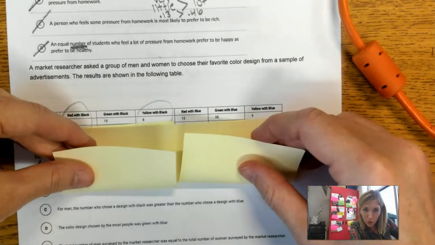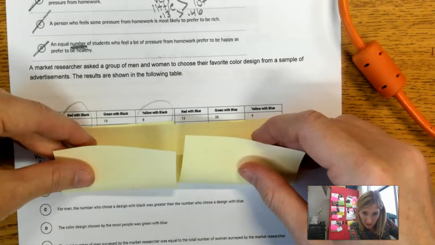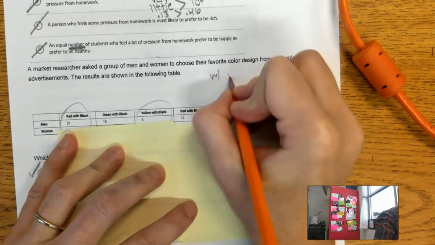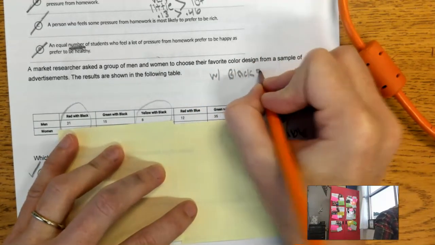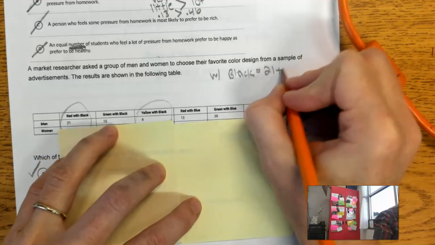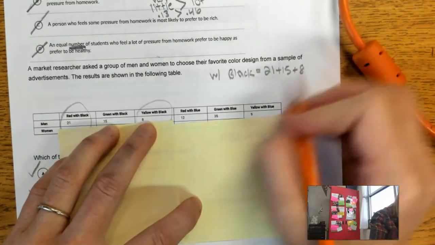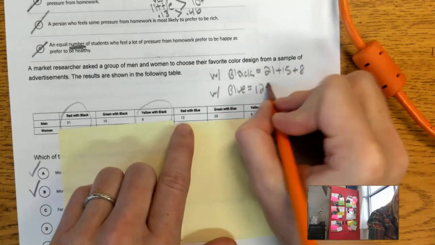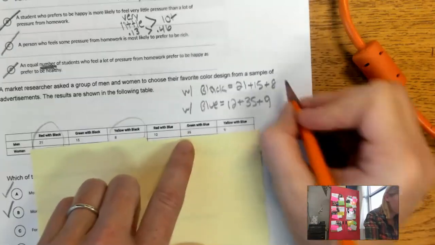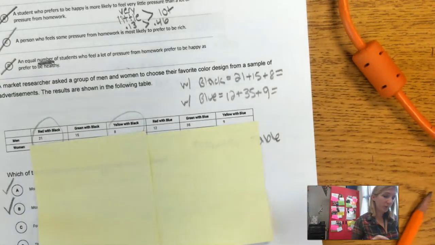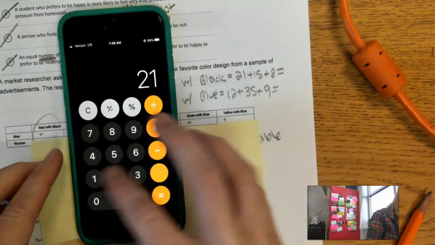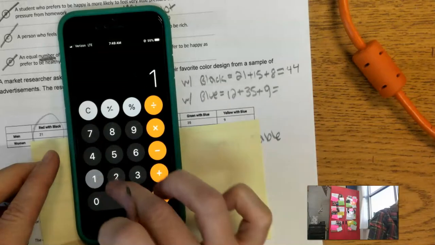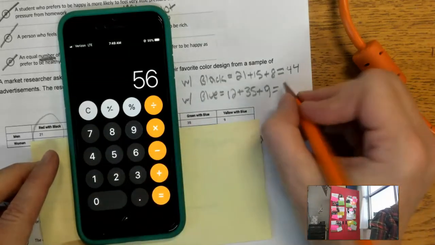Okay. 4 men, the number who chose a design with black was greater than the number who chose a design with blue. So let's just add up the designs with black. So with black is going to be 21 plus 15 plus 8. All right, and then with blue is going to be 12 plus 35 plus 9. So let's add these numbers up and see which one's bigger. 21 plus 15 plus 8 gives me 44. And then 12 plus 35 plus 9 gives me 56.